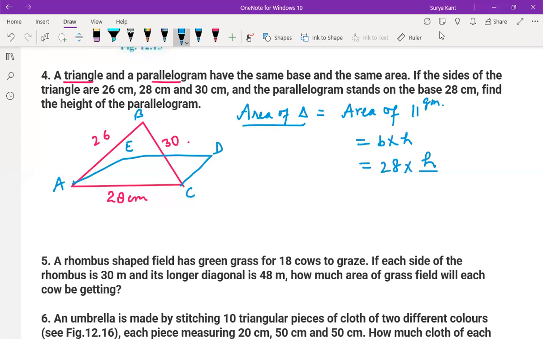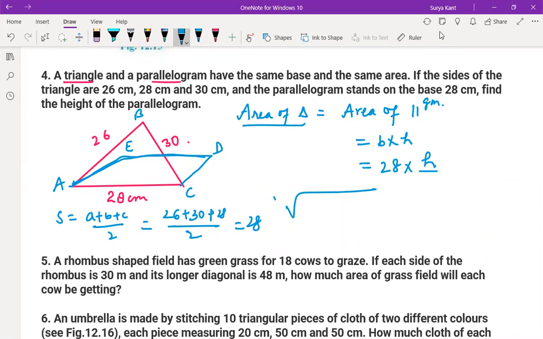Understood? So nothing about how we are drawing this matters. This should be a parallelogram, that's it. So if you draw very small or whatever it is, the area of the triangle you can find easily when 30, 28 and 26 are there. The S you can find. S is equal to A plus B plus C divided by 2. So 26 plus 30 plus 28 divided by 2, you will get 28 only, because there are two differences, so 28 will come in the middle. So you can find the area of the triangle.